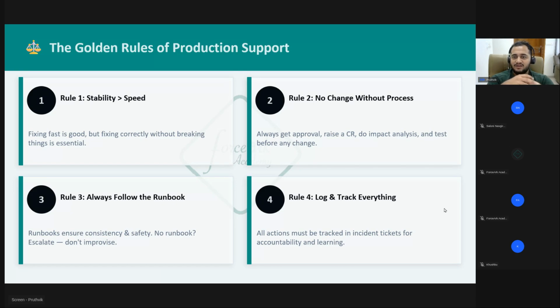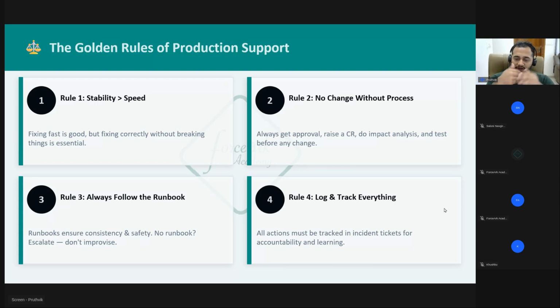And if there's no documentation, then obviously people start escalating it, right? So don't improvise and don't do new things in the org. You have to always have a process defined, so that is what a runbook will do for you.